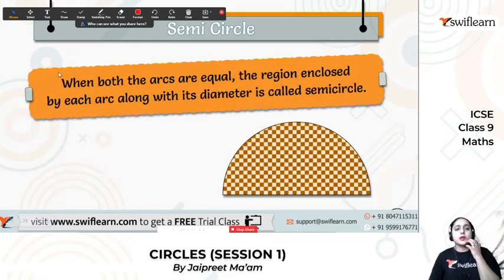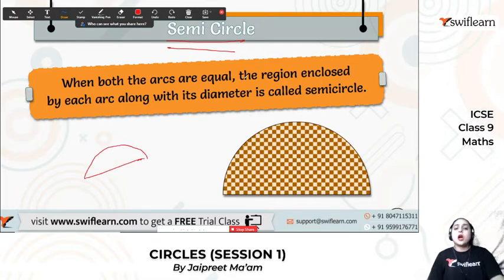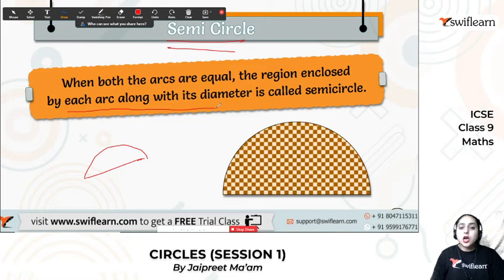Let's learn one more term related to the circle, that is the semicircle. Semicircle means the half of the circle. When both the arcs are equal, the region enclosed by the major and minor arc, equal along its diameter, is called the semicircle. The shape of the semicircle is like this.